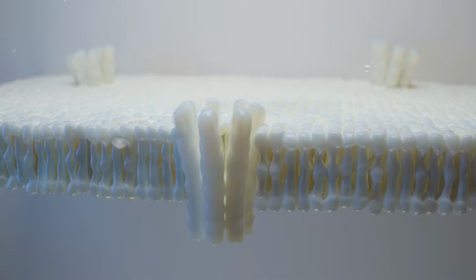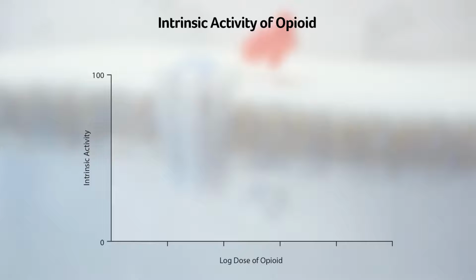There are 3 classical opioid receptors, the mu, kappa, and delta opioid receptors. The addictive effects of opioids are mediated by the mu opioid receptor, making it a target of interest in treating OUD. There are 3 categories of ligands that produce different mu opioid receptor responses: full agonists, partial agonists, and antagonists.